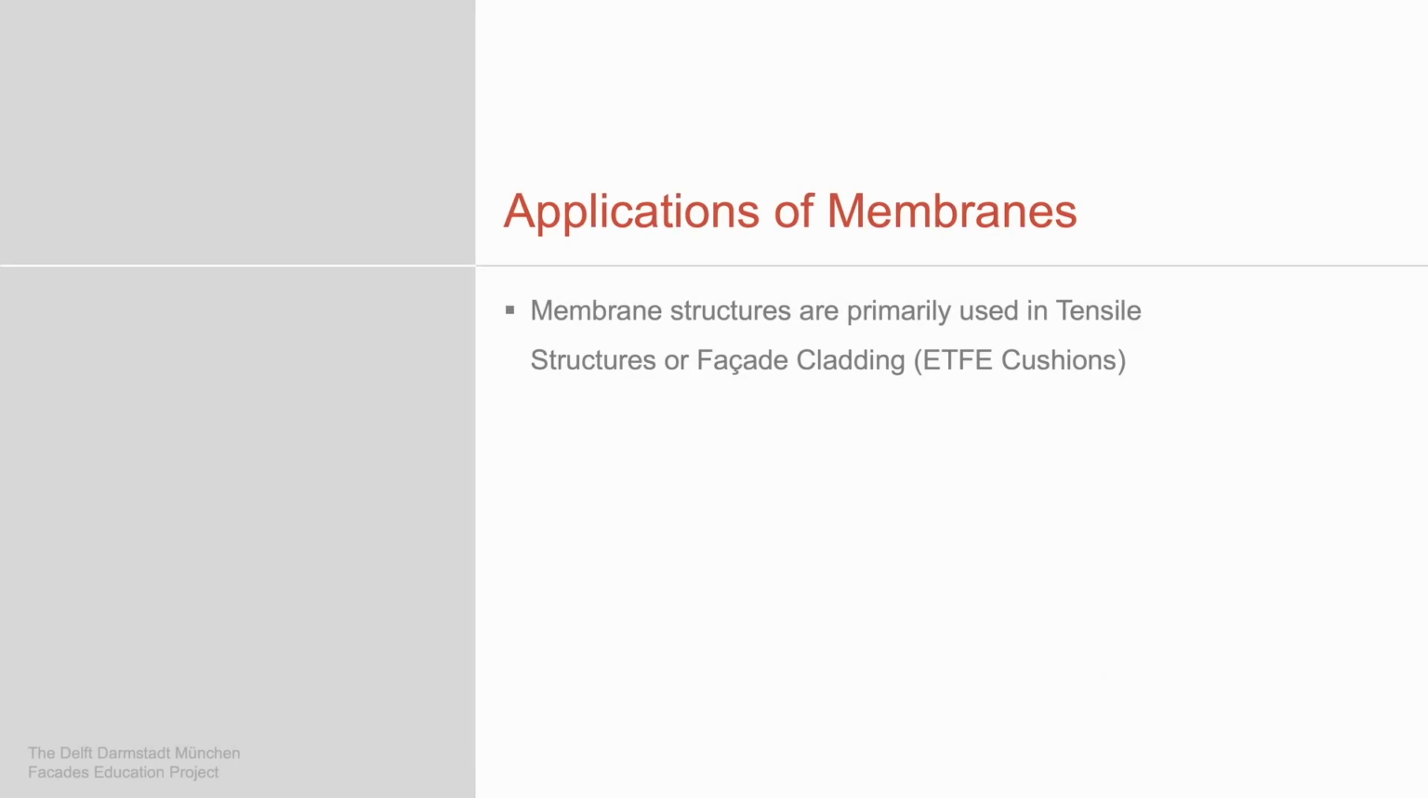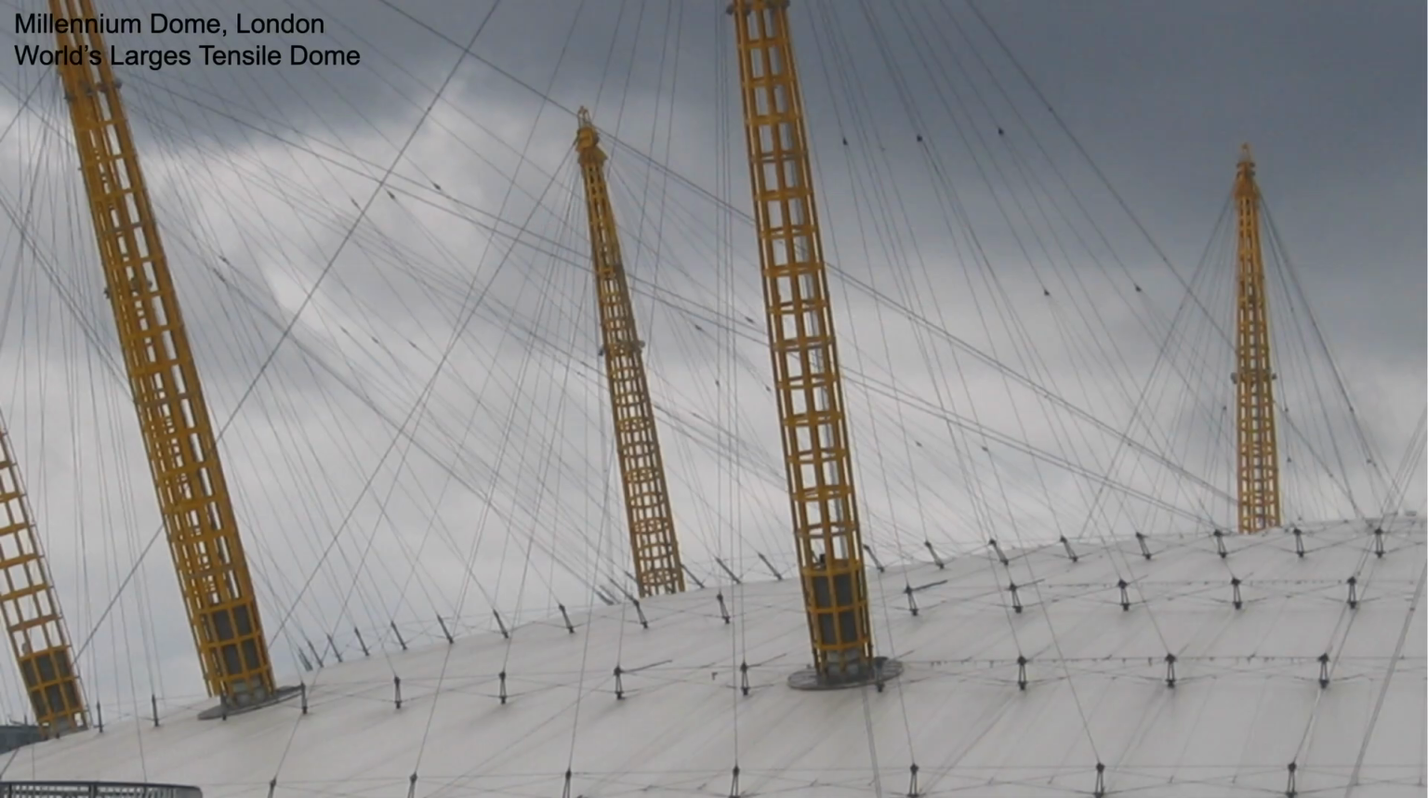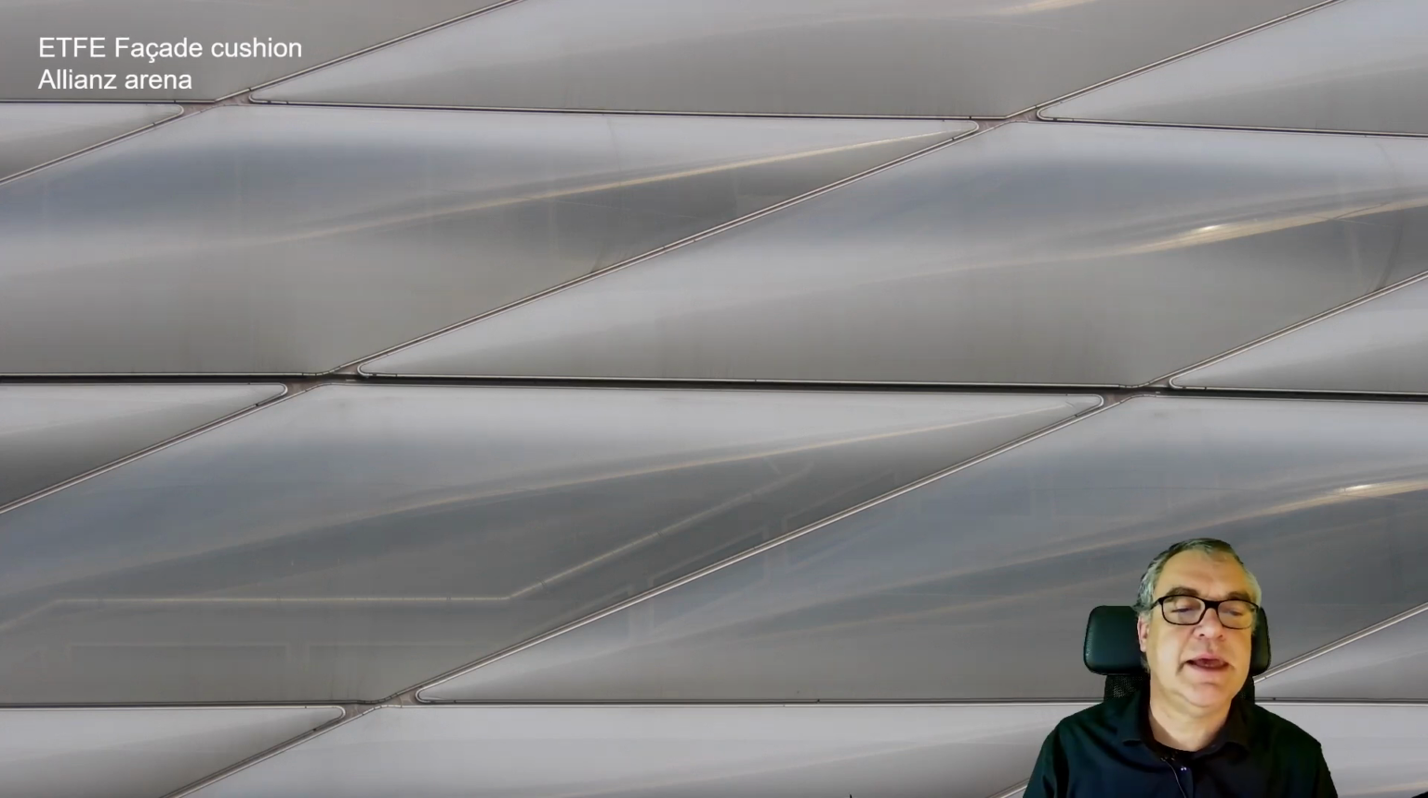Application, which we see in construction. This is a super large one, the Millennium Dome in London. Obviously, by that size and not being transparent, it's a PVC structure. And you also see the dimension is limited, so they have these additional ropes which then take the forces of this structure. This is an ETFE cushion facade, Allianz Arena in Munich, and you nicely see the inner structure.